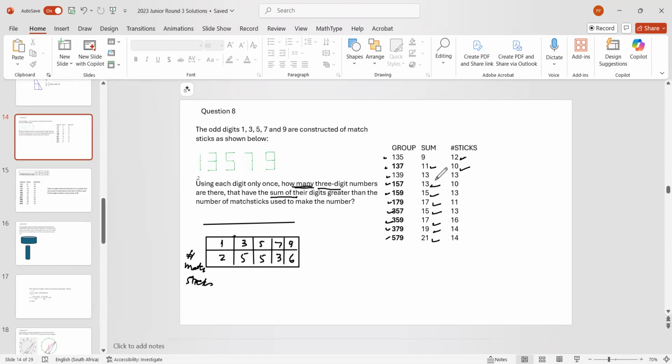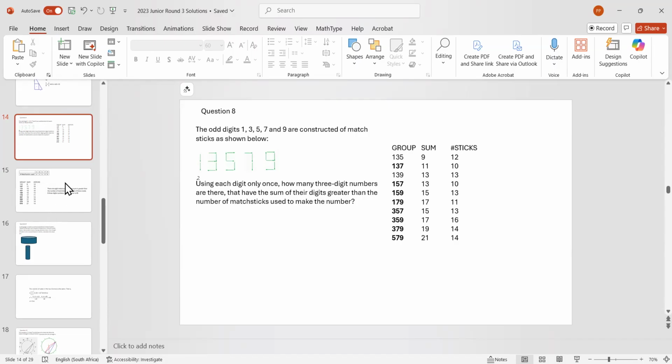All right. So if you work it out, there are eight cases where the sum is greater than the number of matchsticks. So the answer is 8. 1, 2, 3, 4, 5, 6, 7, 8. Yeah. So there are 8 cases where the sum is greater. So the answer is 8. So let's just check to see whether this is indeed the answer.